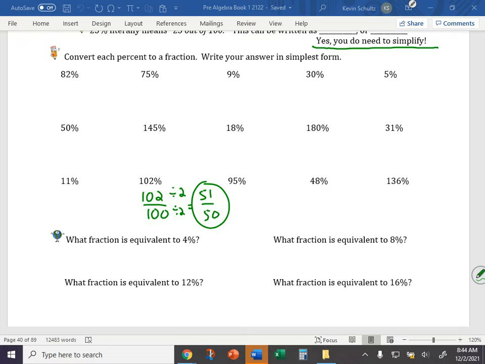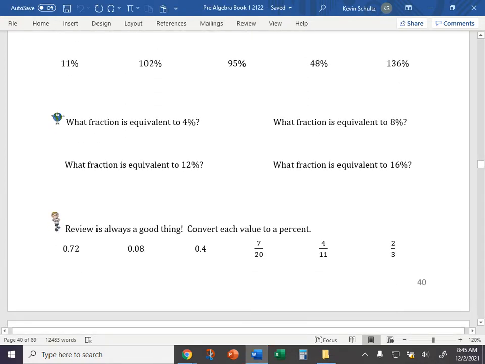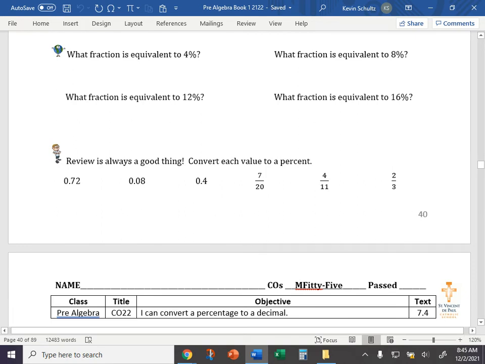Okay. The bottom of this page is a little bit of review, going back from decimal to percentage or from fraction to percentage. So this review section here goes back to 19 and 20, getting to the percentage instead of going from the percentage. Questions on CO21?